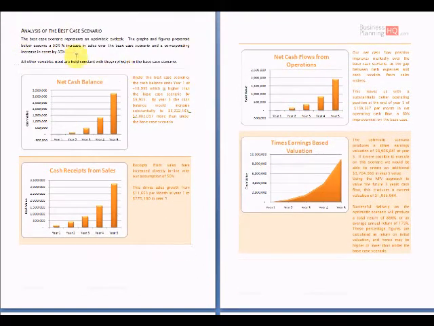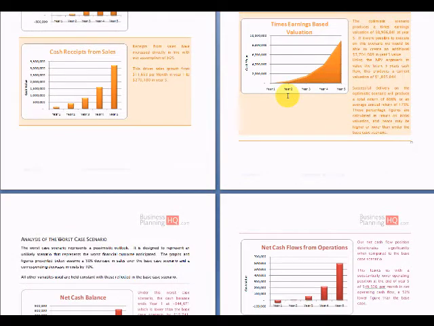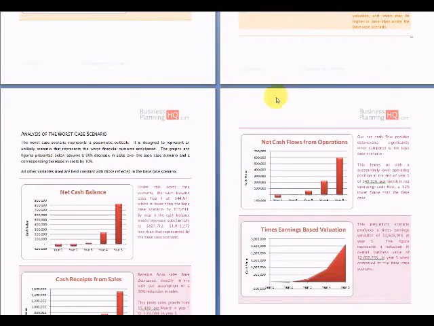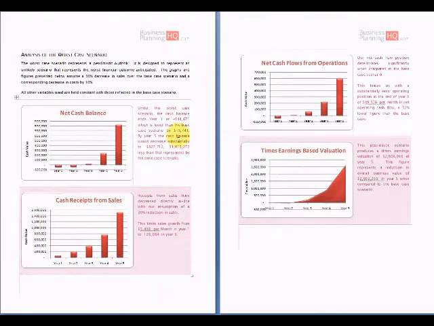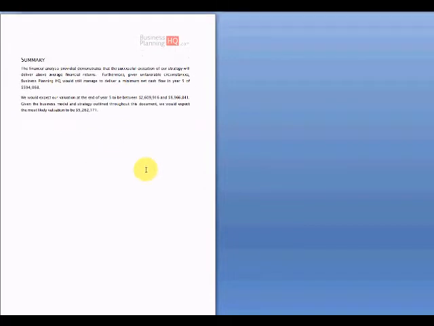So in our best case scenario, which you can set the variables for in the Business Planning HQ Toolkit, all the outputs are generated here and displayed in a way that's relatively easy to communicate the differences between best case, worst case and base case scenario, and then a summary of that information.